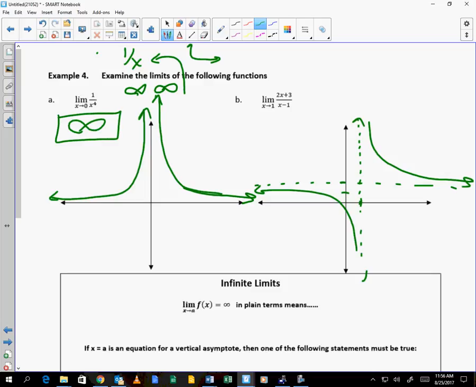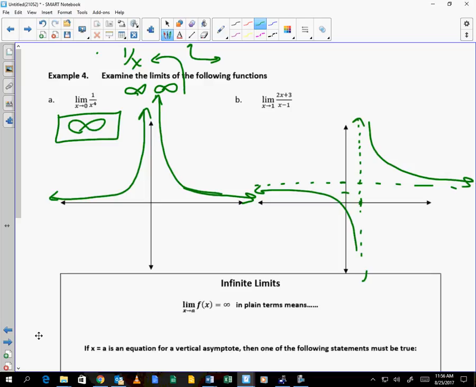This next graph looks like this. It has a vertical asymptote at 1. This one had a vertical asymptote at 0. How did I know this had a vertical asymptote at 0? Because it's undefined at 0, right? And it doesn't divide off. Here, we have it at 1.